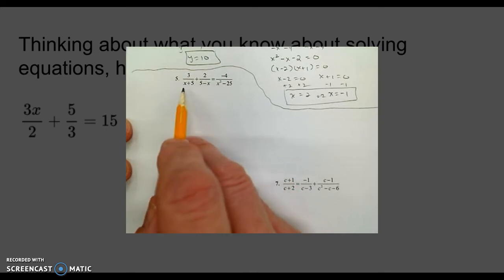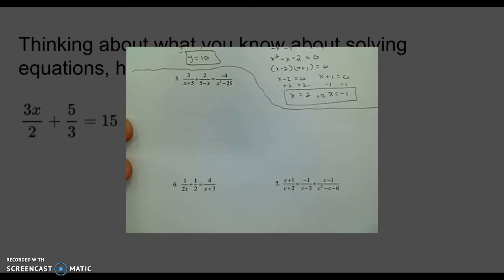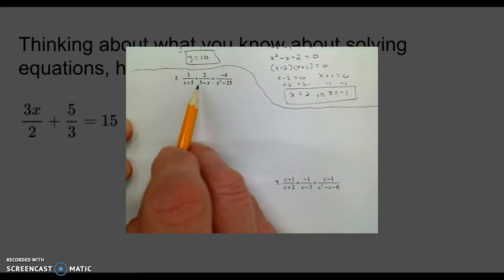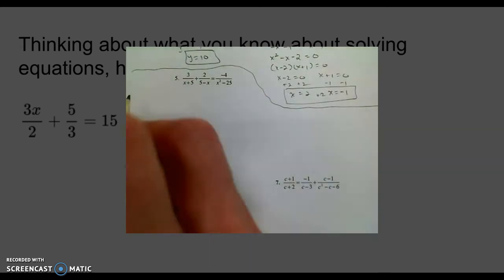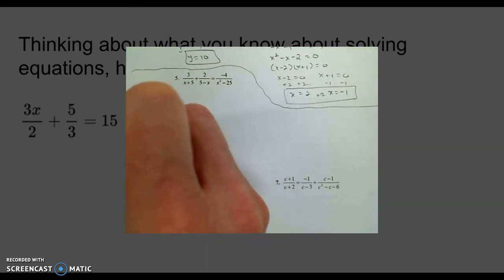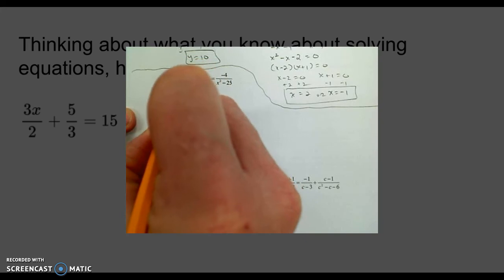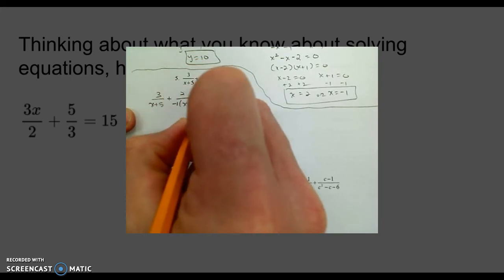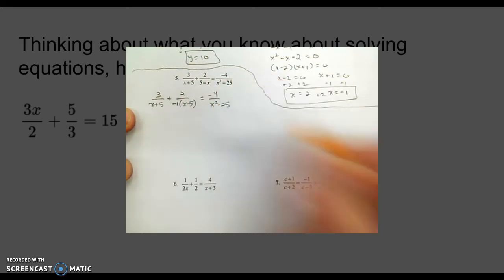We know that factors are x plus 5 and x minus 5, but I don't have x minus 5. I have 5 minus x. But if I can rewrite this as negative x plus 5 and factor out a negative 1, I'll get what I need. So let's rewrite this: 3 over x plus 5 plus 2 over negative 1 times x minus 5 equals negative 4 over x squared minus 25.